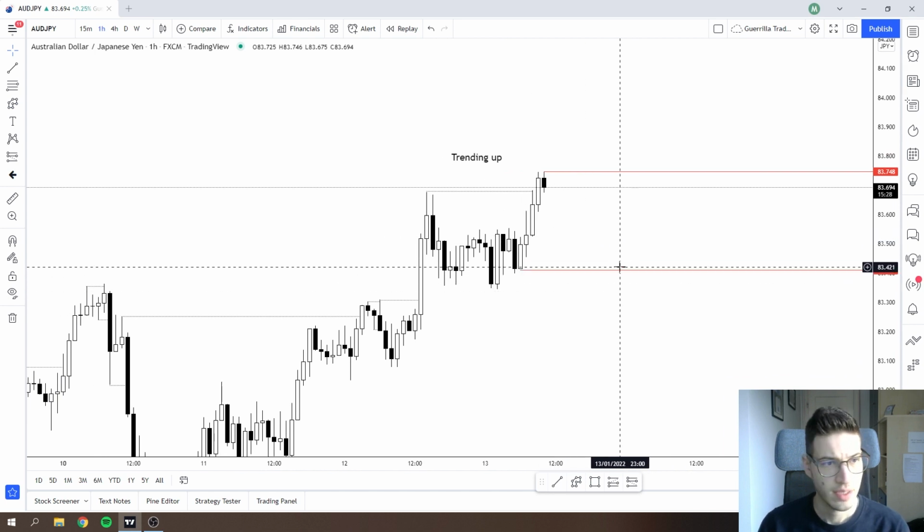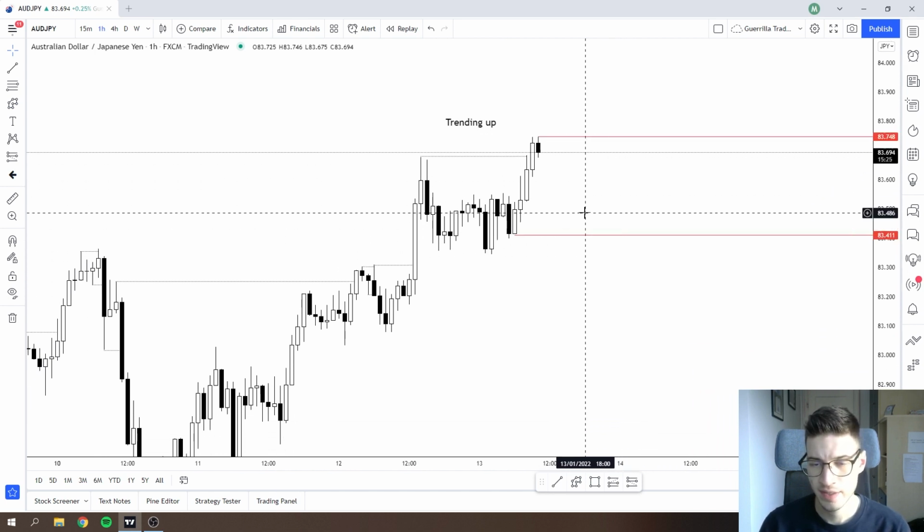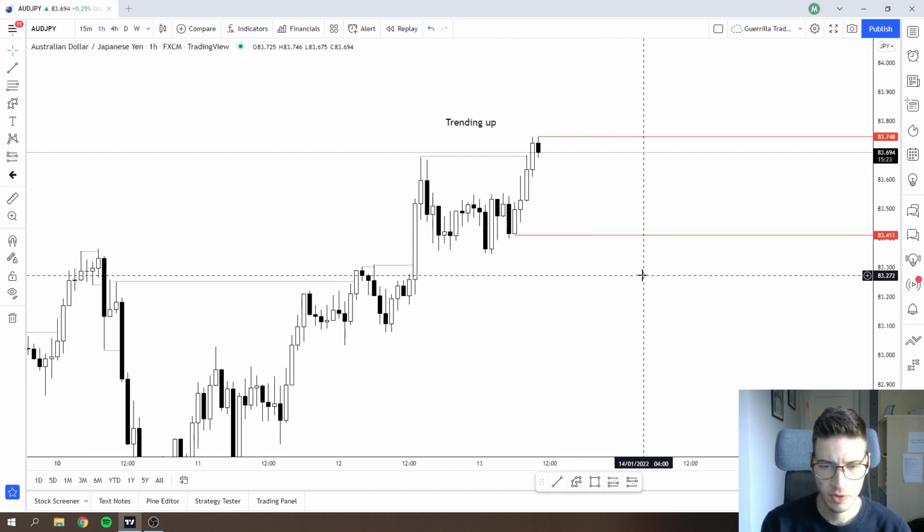So yeah, that's it for the forecast. We are getting some movement. We are starting to break out of the ranges. The euro and the Aussie US dollar to me are looking good. The other two pairs, I need to see some more momentum.